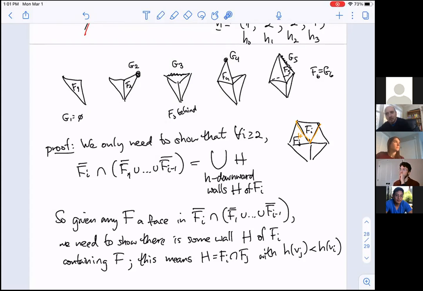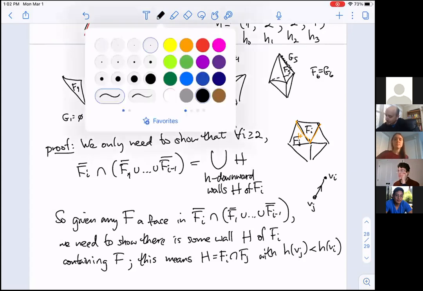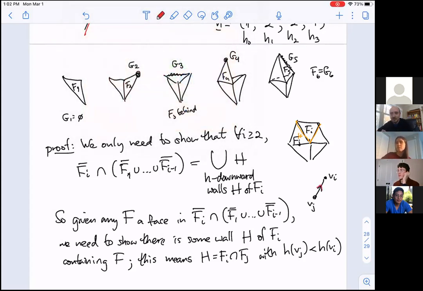So what is my point here? That Fi corresponds to some vertex Vi, and this should be a Vj that corresponds to Fj, where the arrow was directed upwards, so that this is an H downward wall. It goes in the direction where h was getting smaller in the dual graph. It corresponds to a Vj that has a smaller little h value than Vi, so that it came earlier in the shelling.